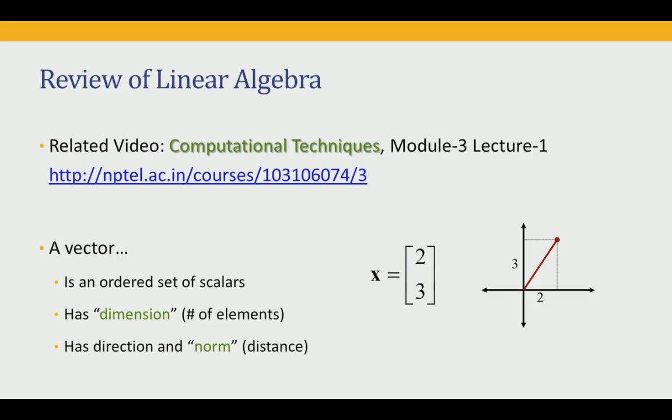So, what is a vector? Vector is nothing but an ordered set of scalars. An example is shown over here. So, this vector has a dimension. In this case, the dimension of this vector is 2.